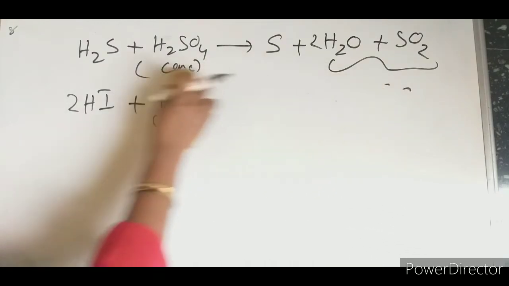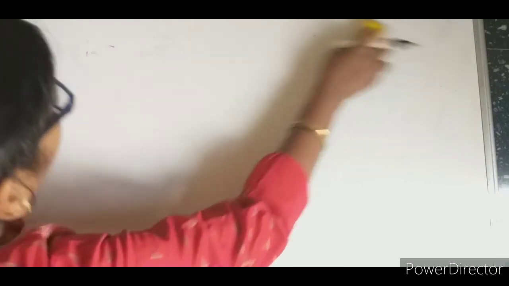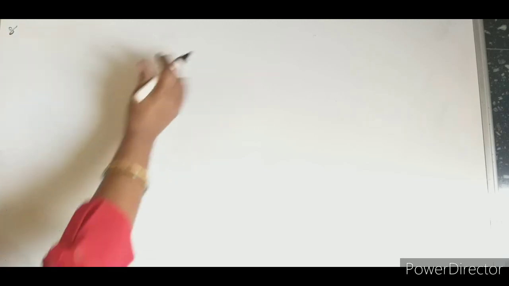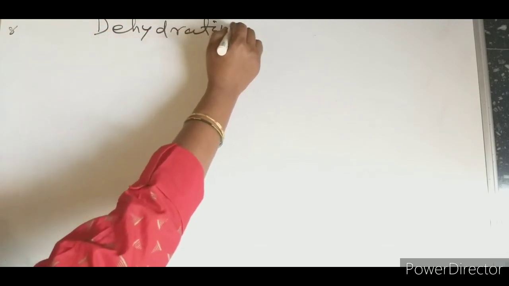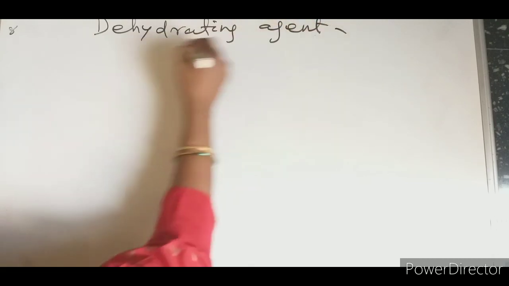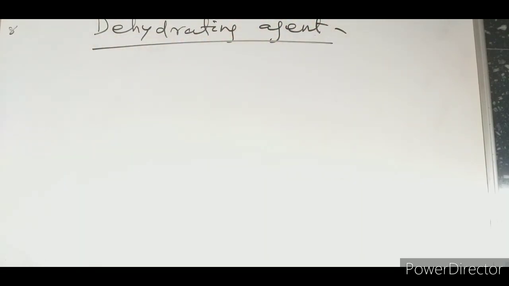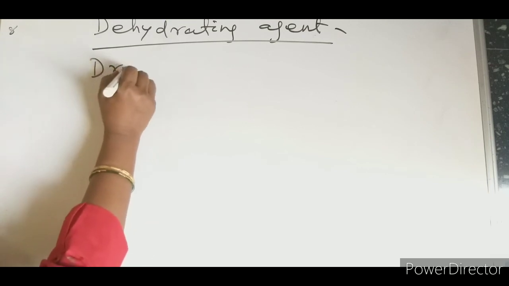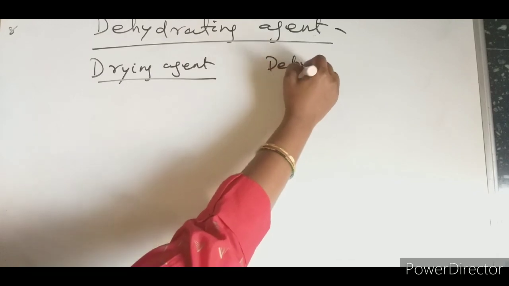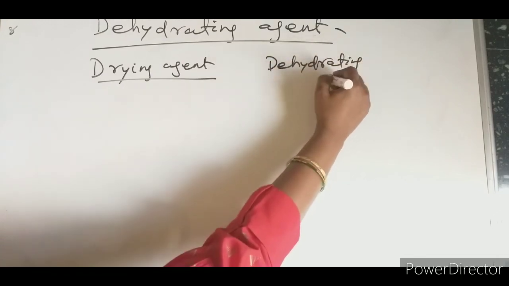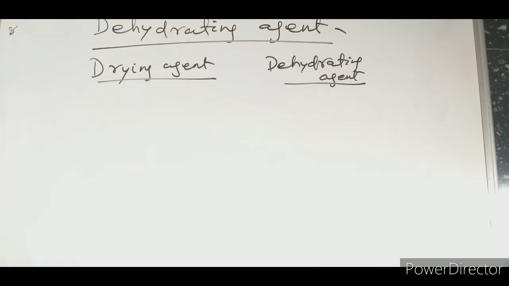Then what else will we go for? All these are very interesting, and these are observation questions also. Now we will go for the dehydrating agent. It acts as a dehydrating agent. One property here we have discussed, the drying agent. So what is the difference between a drying agent and a dehydrating agent?